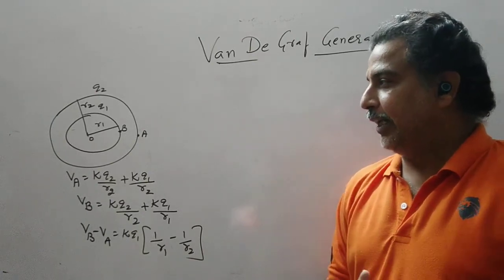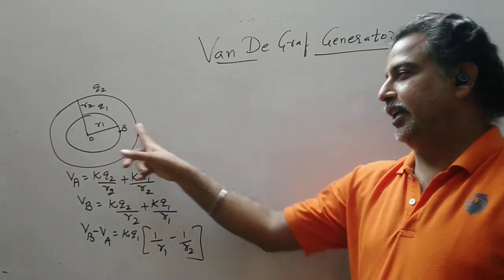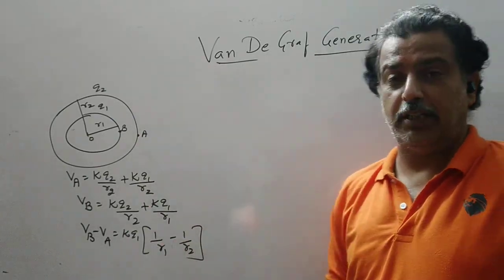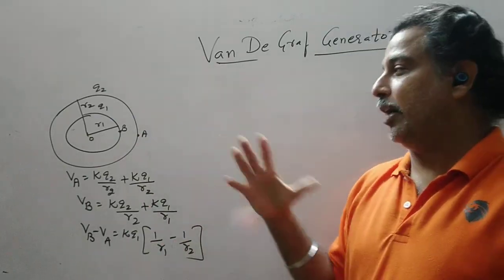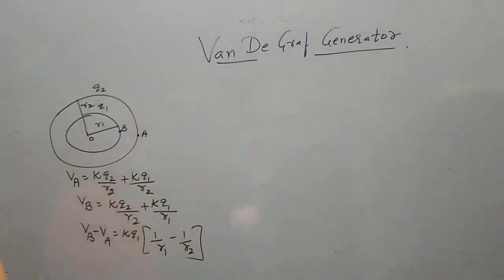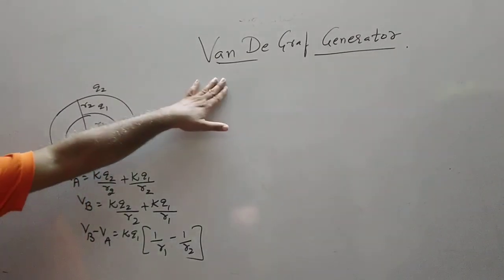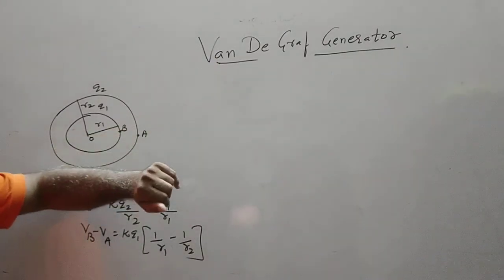We have seen that the potential of the inner sphere is more than the potential of the outer sphere, whatever is the charge on the outer spherical shell. So we have discussed this in exercise question number 35 or 36. You can refer to the exercise. They are related to the Van de Graaff generator.